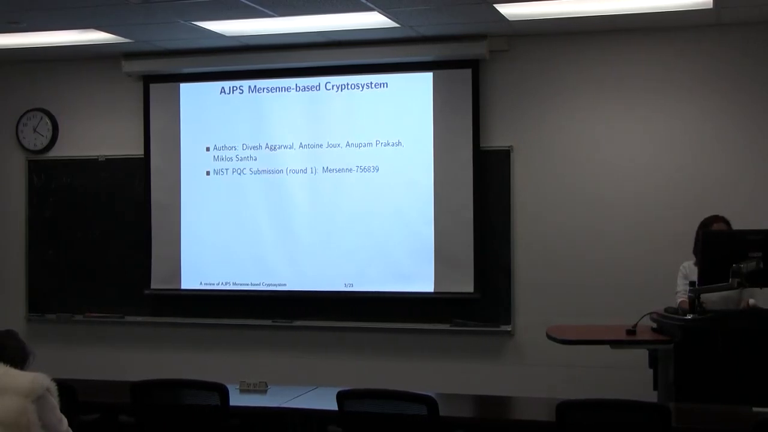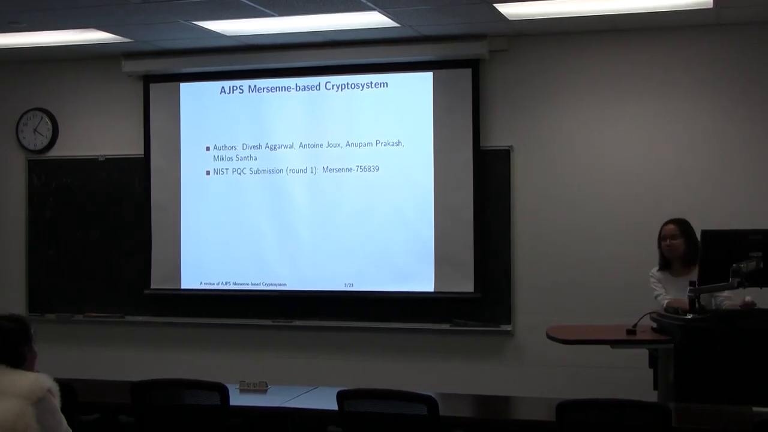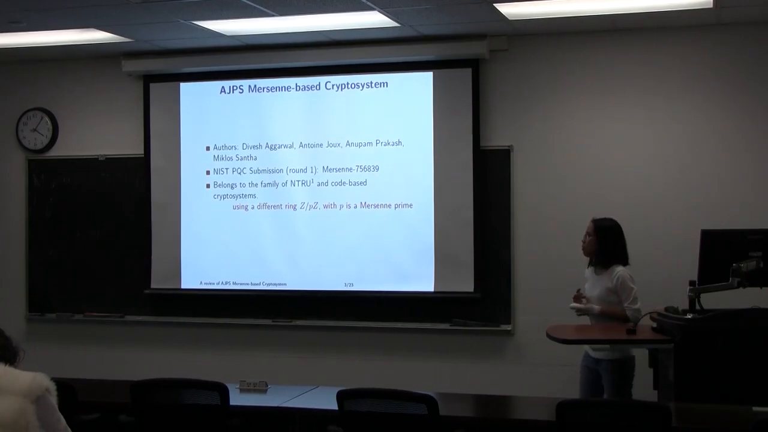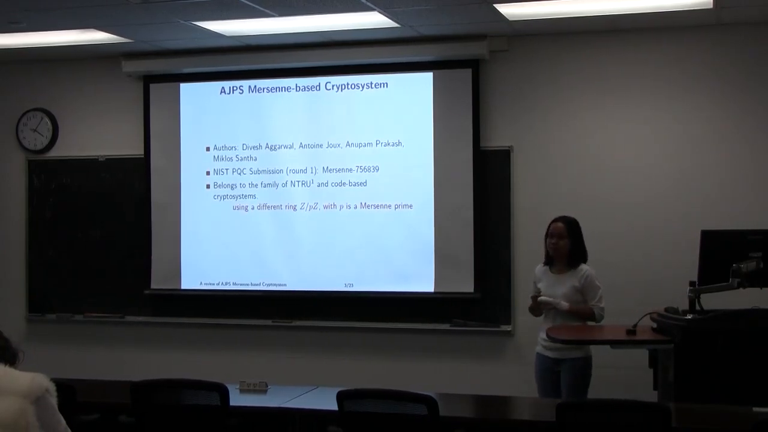As you know, we also have a list of NIST post-quantum cryptography submissions. The authors of this cryptography system also submitted a proposal to NIST, named Mersenne 756839, but it only survived the first round. For the second round it will not be chosen. So first, I want to say that this is a new cryptography system, and it belongs to the family of lattice-based and code-based cryptography systems.